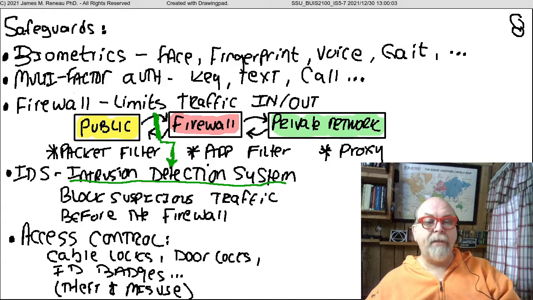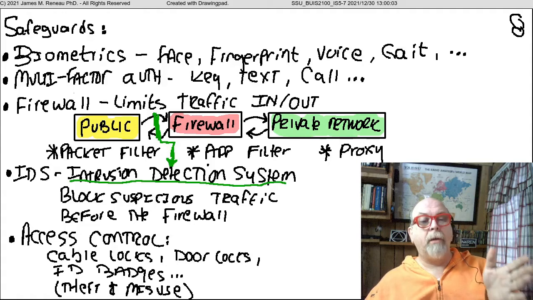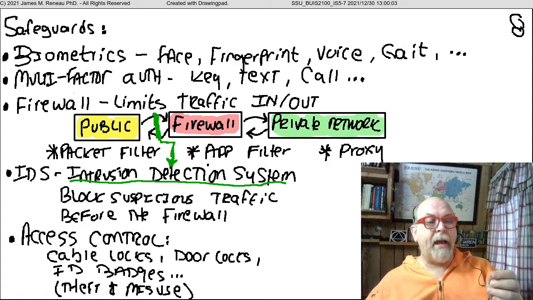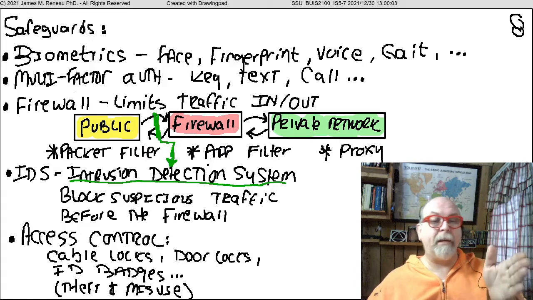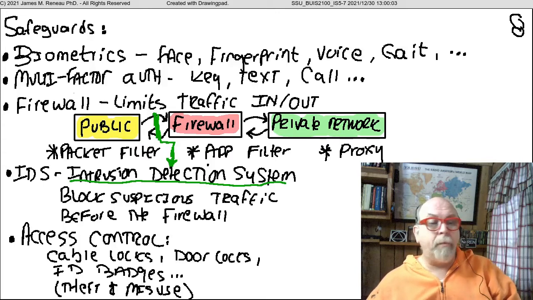So if a denial of service attack is coming in, it stops the denial of service. It stops those incoming packets before it even gets to your firewall, before it can bog your private network down. So an IDS kind of sits between the public and the firewall, and that's what that little green arrow is supposed to mean. Another safeguard would be just access control.